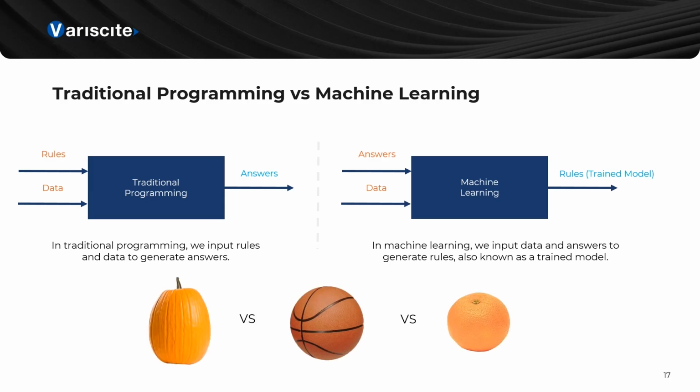So for example, what if I tasked you with determining if an image was a pumpkin or a basketball or an orange using traditional programming? You would need to write a lot of fixed logic to determine which is which. With machine learning, you can train a model on many images of pumpkins, basketballs, and oranges, and it can easily predict the answer for any given image.